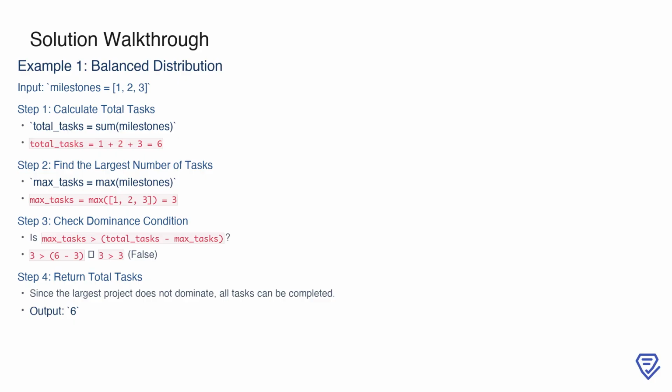Specifically, we ask whether 3 is greater than the difference between the total tasks and the largest milestone, which is 6 minus 3. Since 3 is not greater than 3, the dominance condition is false. This means that no single milestone overwhelms the schedule, and as a result, we can complete all 6 tasks. Therefore, the output in this case is 6.